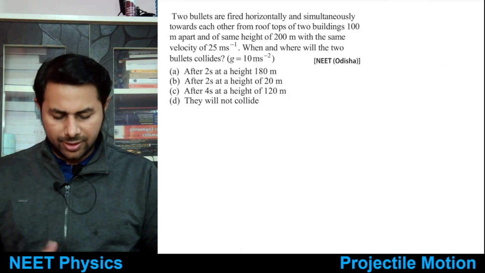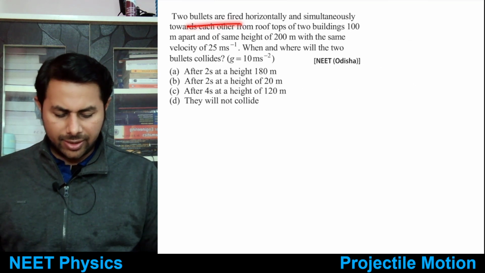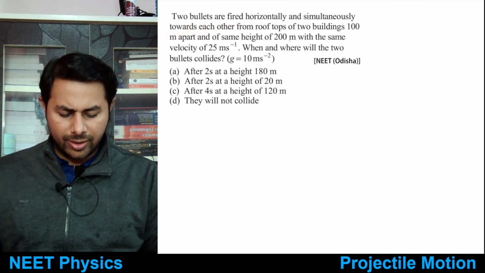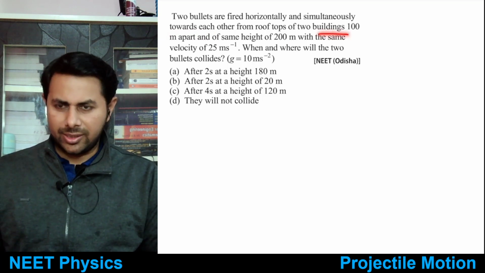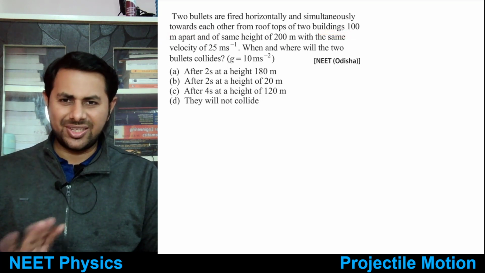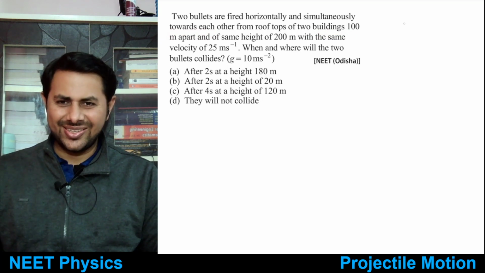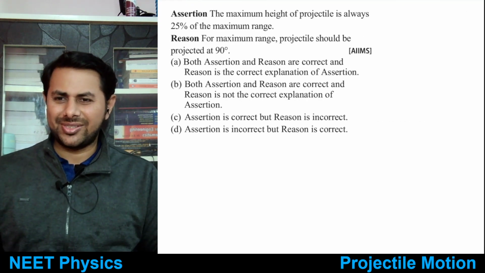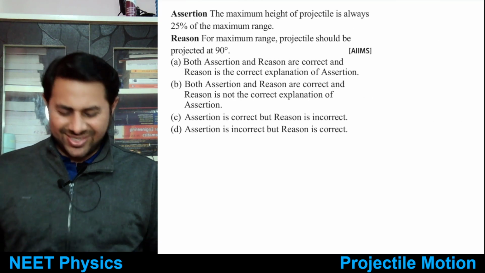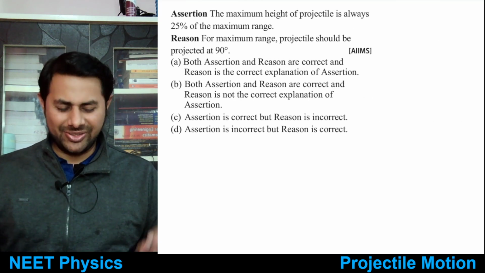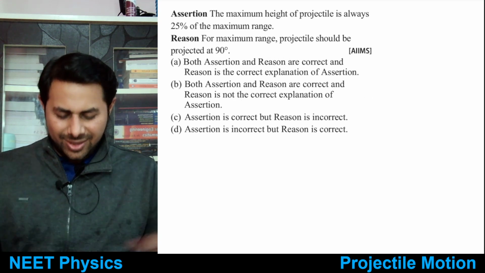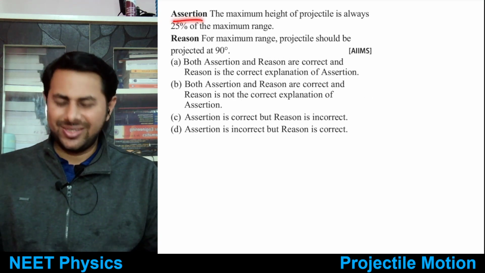Let's see the next one. Two bullets are fired horizontally and simultaneously towards each other from rooftops of two buildings. So this question was given in the test. All right, so let us just skip this because some of you have not given the test, right? It can be solved without using the concepts in projectile motion. All right, let's see the next one.